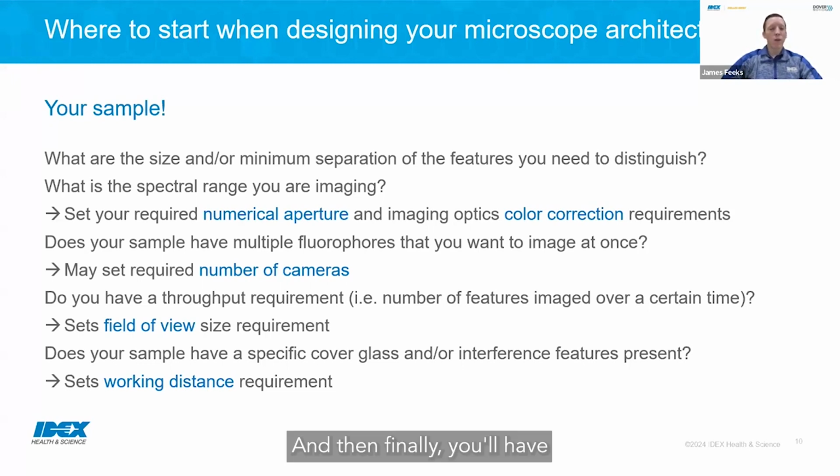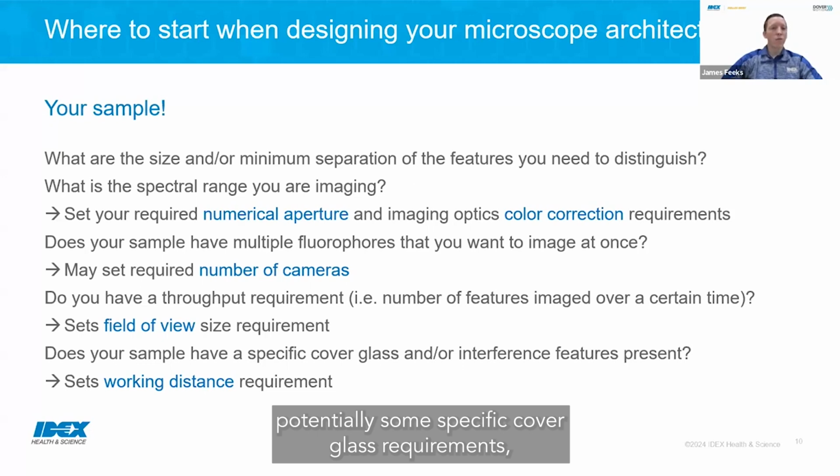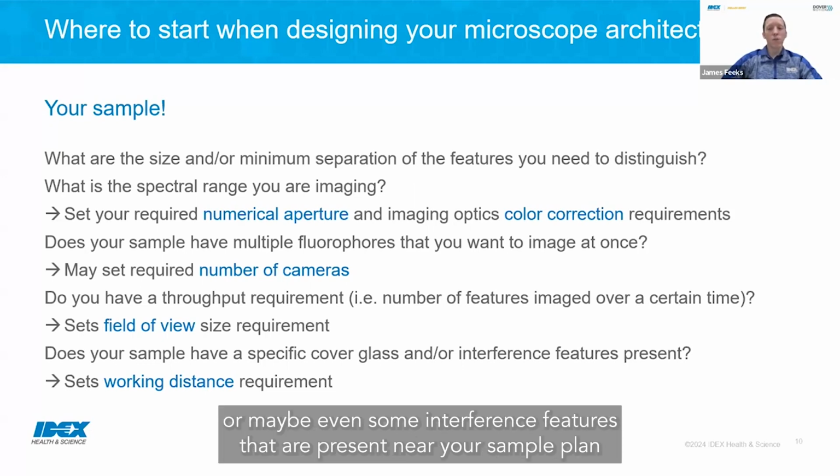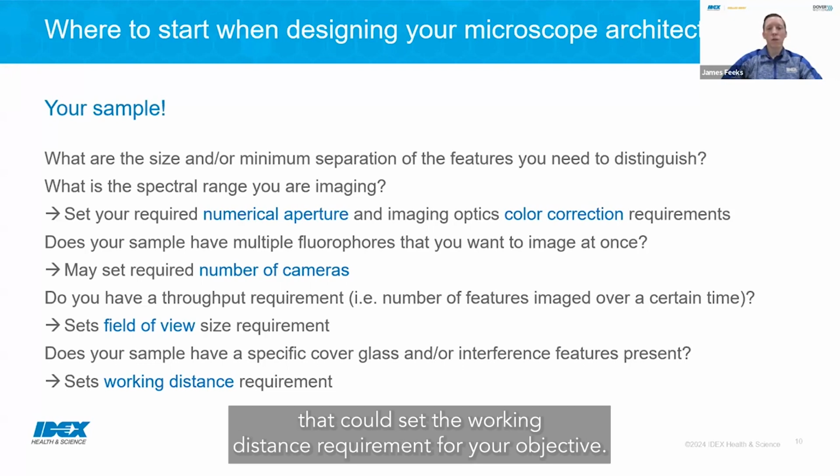And then finally, you'll have potentially some specific cover glass requirements, or maybe even some interference features that are present near your sample plane that could set the working distance requirement for your objective.